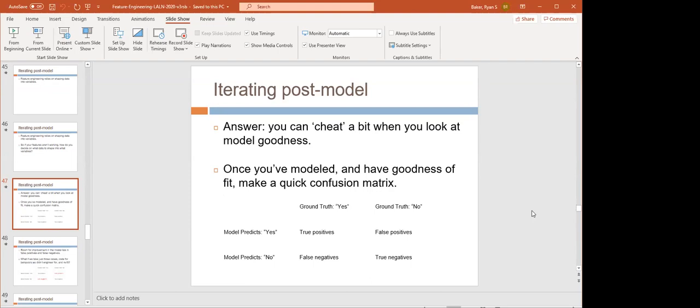A confusion matrix is a 2x2 matrix comparing what your model predicts to what actually happens. And you get 4 different kinds of values out of this. When your ground truth and your model agree, you have true positives. A thing happened and your model predicted the thing was going to happen. When you have something that didn't happen in your ground truth and your model predicts that successfully, you have a true negative. Your model said it wasn't going to happen and it didn't actually happen.